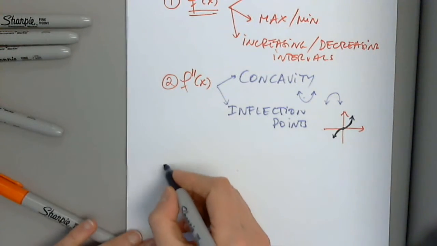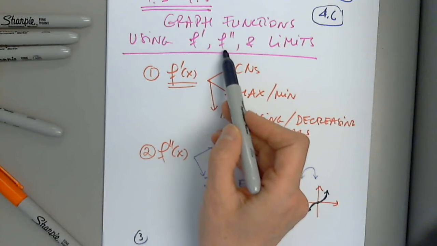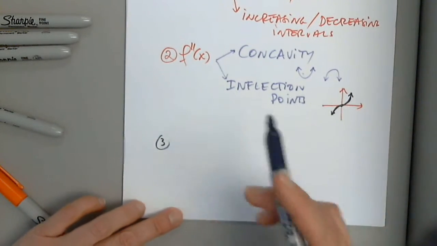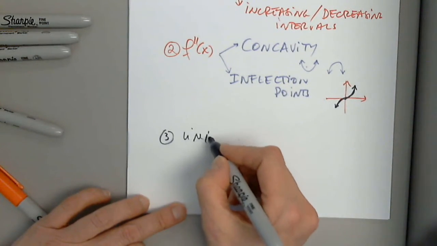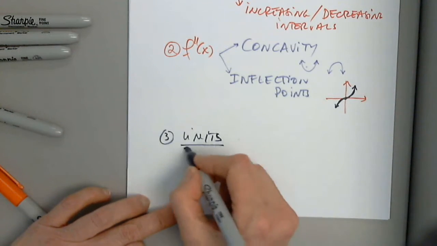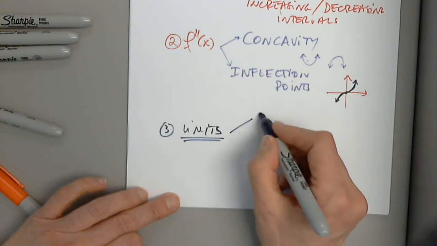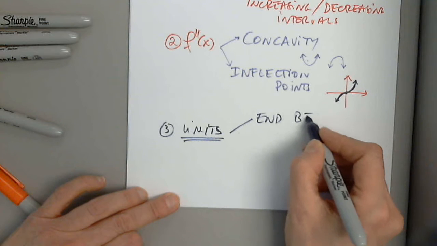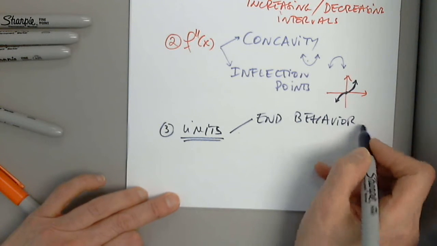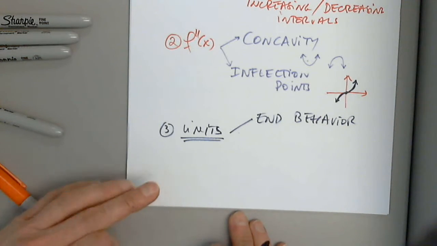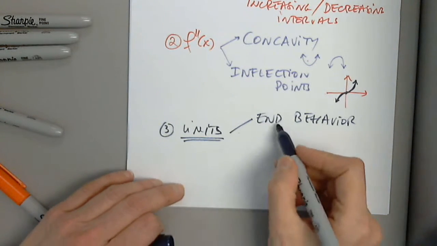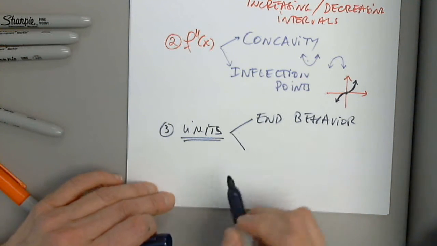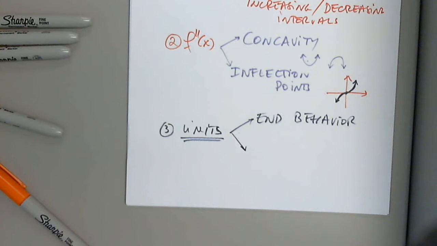Okay, and number three, since I mentioned the first derivative, the second derivative, and limits, what do we learn from limits? We will learn end behavior. What happens at infinities? End behavior. And what else will we learn using limits? The behavior left and right of a point.